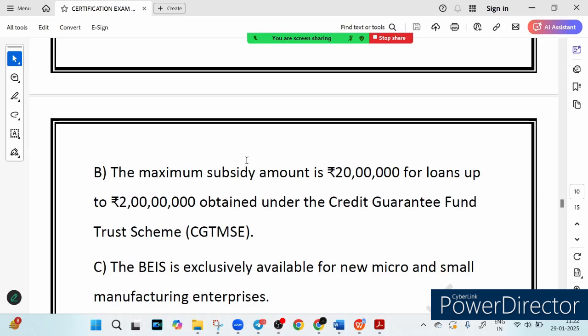Now the next is option C, that BEIS is exclusively available for new micro and small manufacturing enterprise. So this is also true. This BEIS scheme is only available for the new micro and small enterprise, and it specifically targets the manufacturing business. This means that only manufacturing business which are starting or are new can apply for this subsidy.